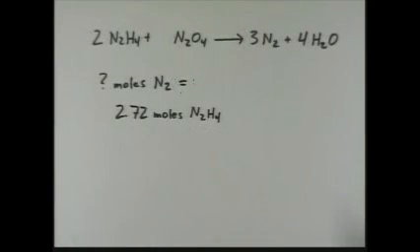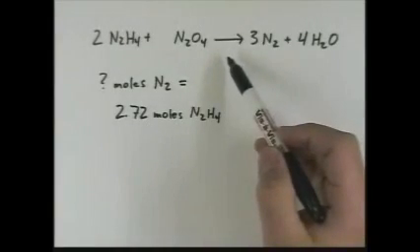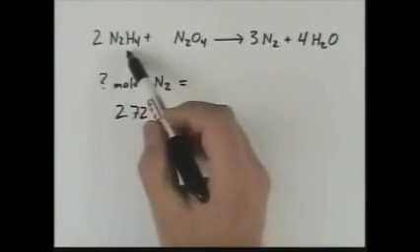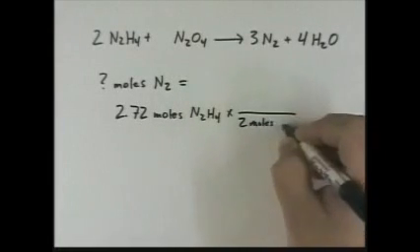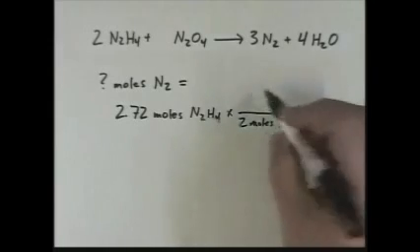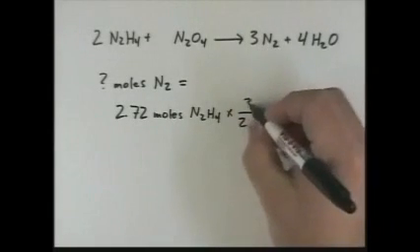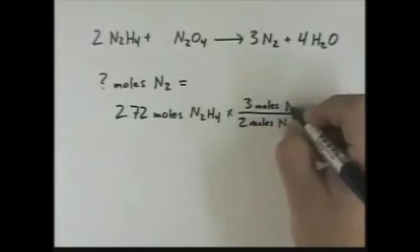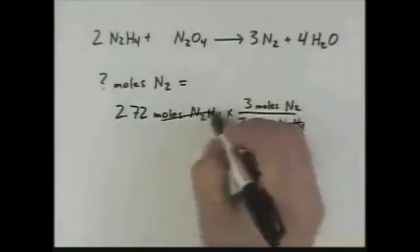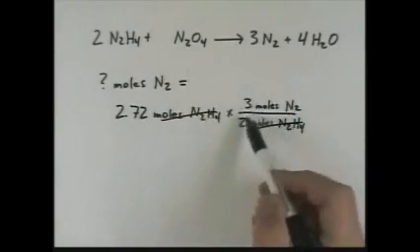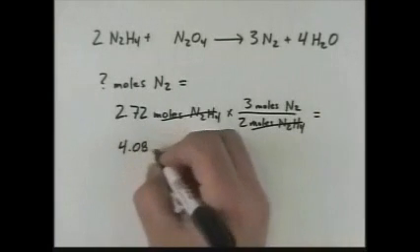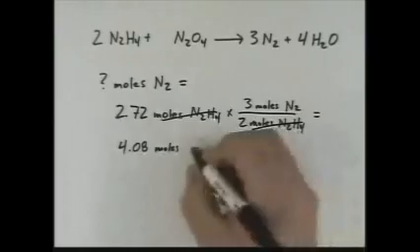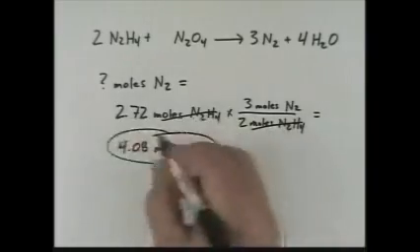The next one is the same process. Using the mole ratio from the same balanced equation, I put 2 moles N2H4 on the bottom and 3 moles N2 on the top. I multiply and divide to get 4.08 moles of N2.